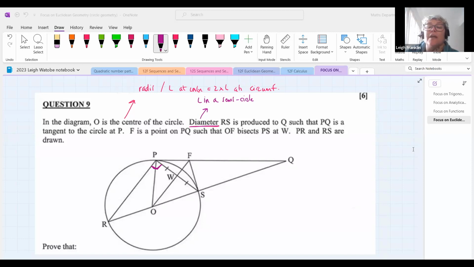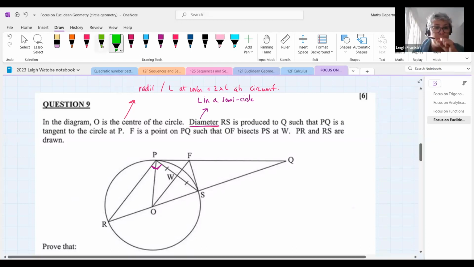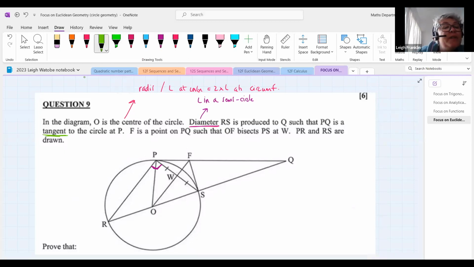The rest of you all saying the same thing. Puleng, Lesejo, Mbali and Zanele. Good. Okay, so P is 90 degrees. Excellent. And now they also tell us that PQ is a tangent. So we've seen this word before, and we've discussed what could happen when we see the word tangent.